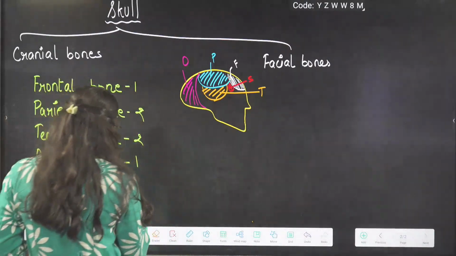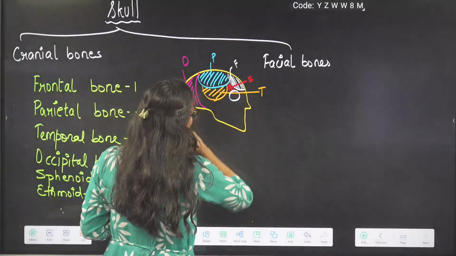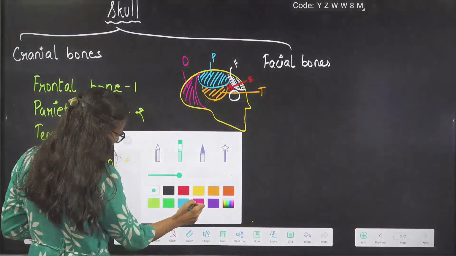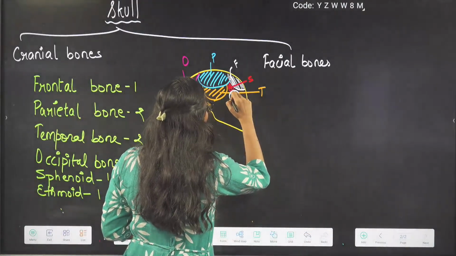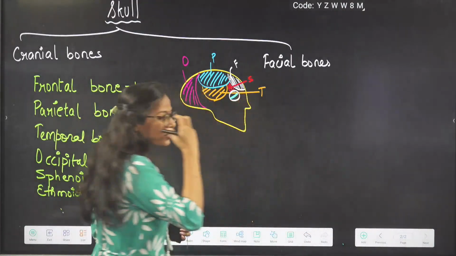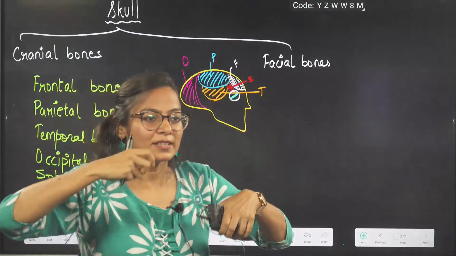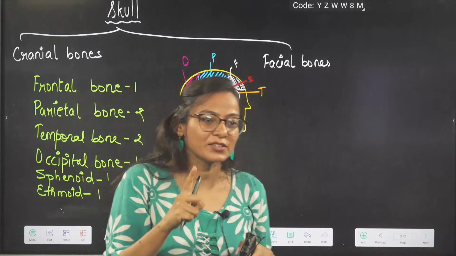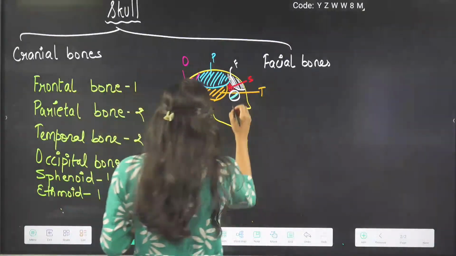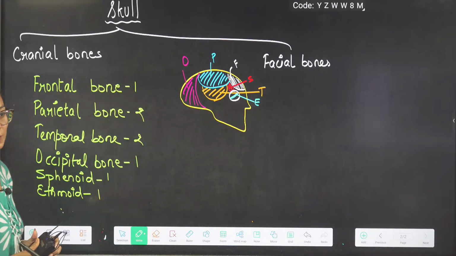Talking about ethmoid, where will ethmoid be visible? Suppose this is your eye socket. Inside the eye socket, right? I changed the color. So when you remove the eyeball from these two eye sockets, you can see a bony structure there, and that bone is nothing but the ethmoid bone, right? That is the ethmoid bone.